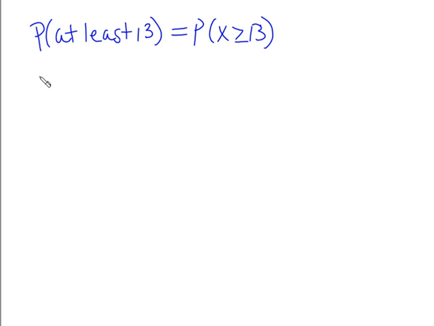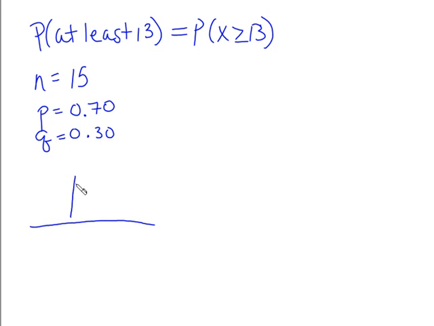Now, if you recall from the problem earlier, n was 15. We have 15 households, and the given probability of success was 70%, leaving us with the probability of failure of 30%. Now, this problem is a little different because it'll be a cumulative problem. For a visual, if we just put 13 in the middle, if this were a histogram of any shape, n is 15.